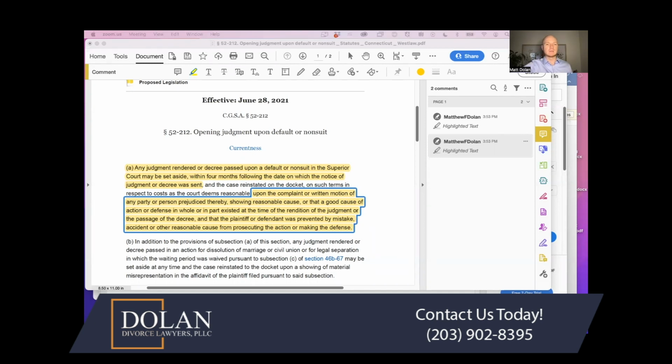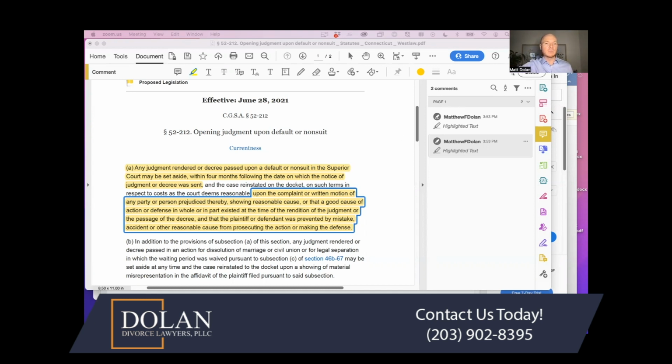So it basically means that, if you didn't participate in the case and a default judgment entered against you, you have 4 months in which to try to reopen the case. And it doesn't mandate that the case be reopened. The court ultimately has the discretion as to whether or not to reopen the case.